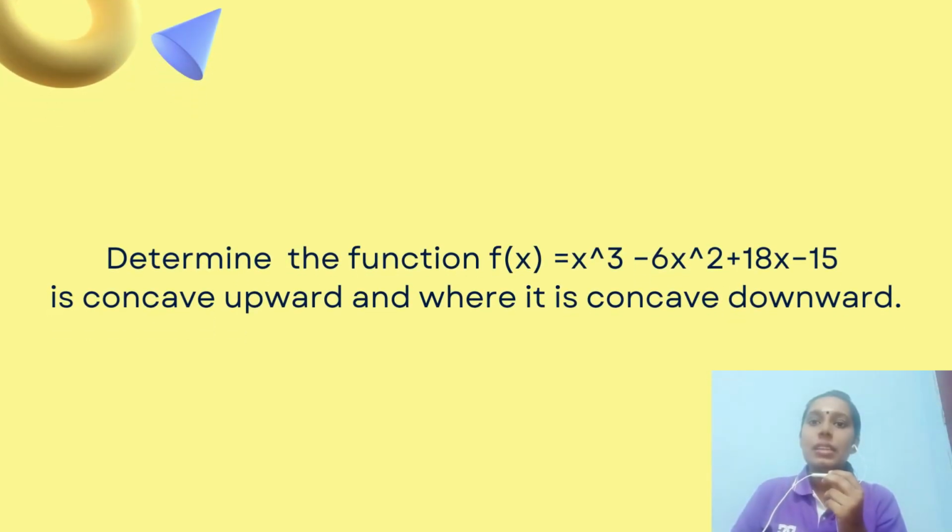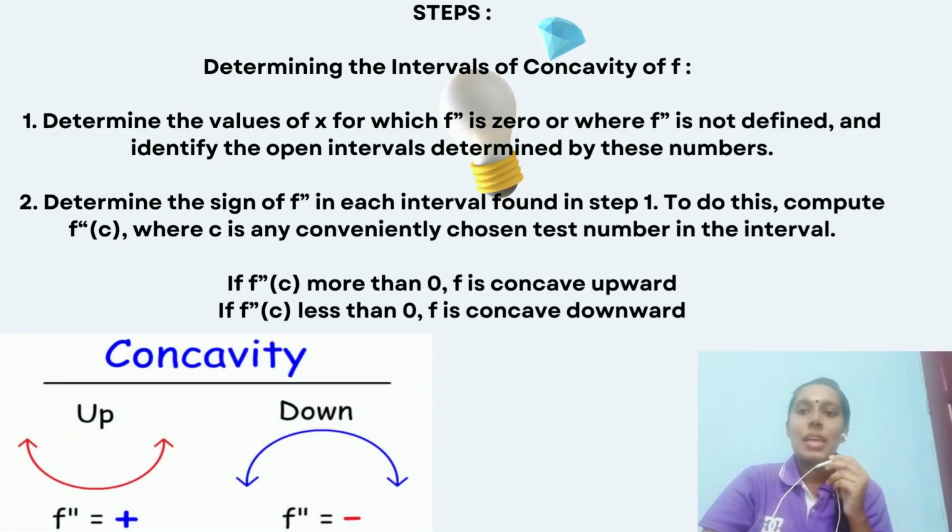The question is: determine whether the function f(x) = x³ − 6x² + 80x − 50 is concave upward or concave downward. Next, the steps are to determine the interval of convexity of f. First, determine the value of x for which f'' is 0 or where f'' is not defined, and identify the open intervals determined by this number.